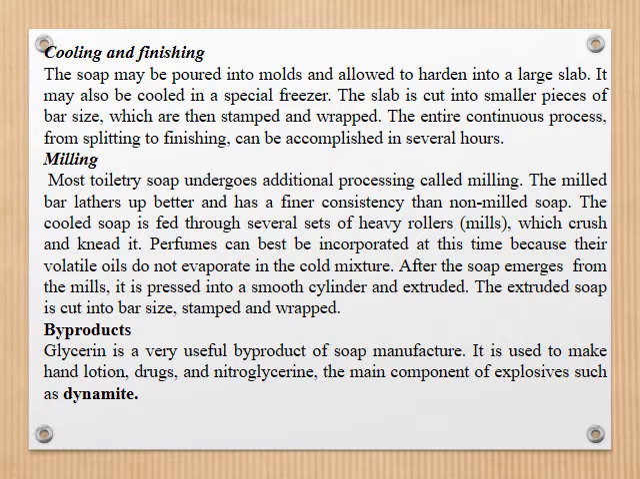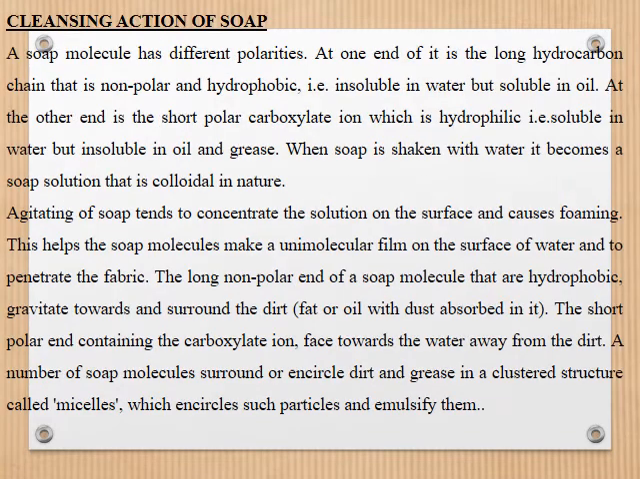Then what happens to the byproduct? Glycerin is a very useful byproduct of soap manufacture. Now that byproduct can be used to make hand lotions, drugs, and nitroglycerin, the main component of explosives such as dynamite.